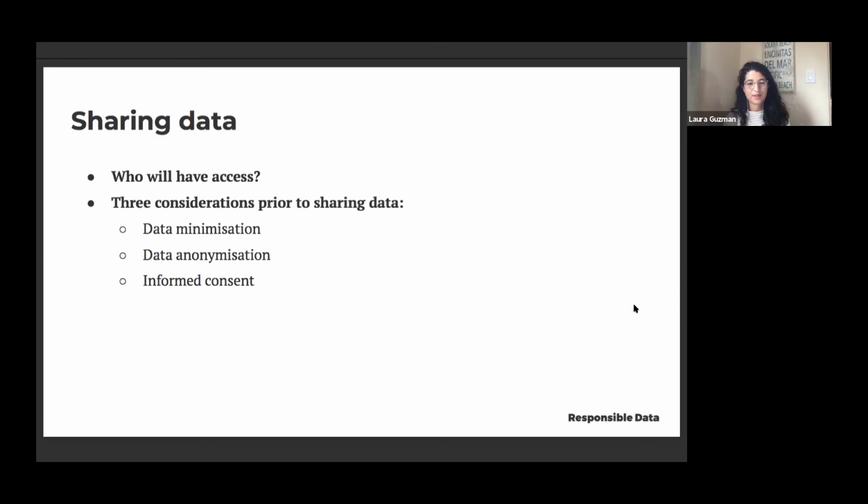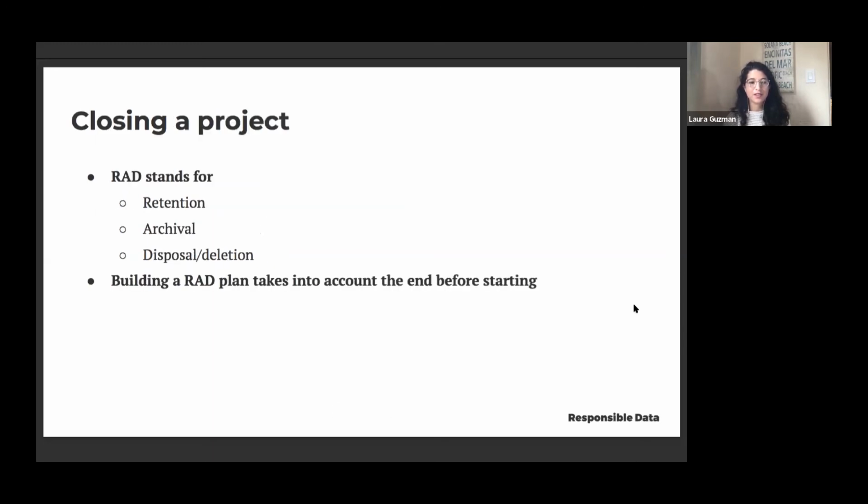So last up, closing a project. We'll be talking about RAD, which stands for retention, archival, and disposal or deletion. As the last point says, this is something that is worth thinking about way back at the beginning, taking into account the end before you start.